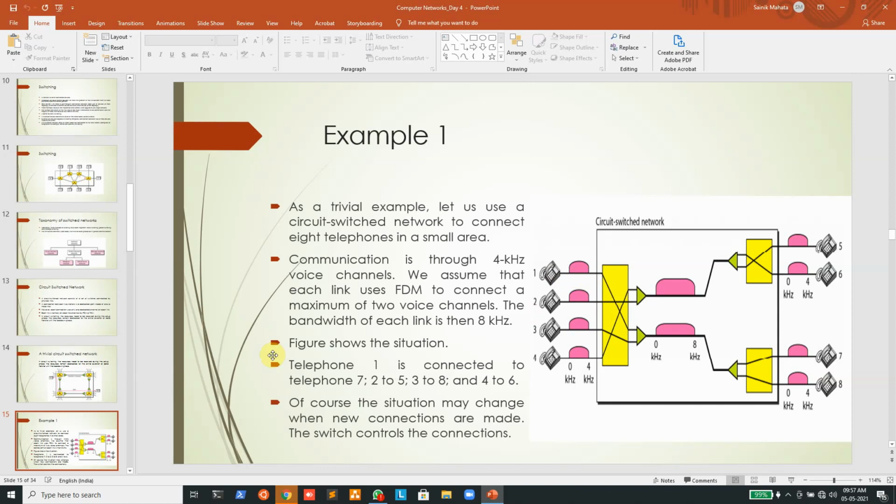Just a second, guys, there has been a power cut, so just a second, I will be back. Just hold on for 2 to 3 minutes.